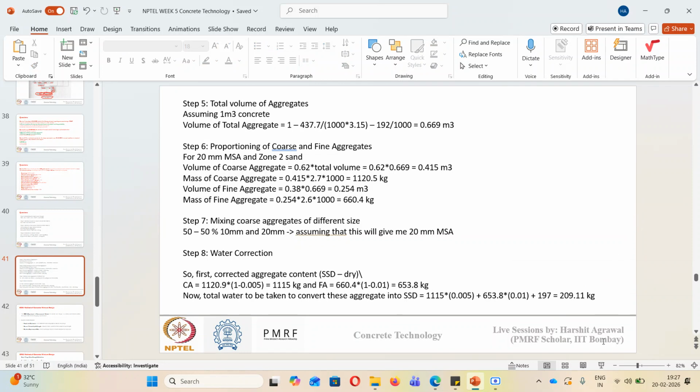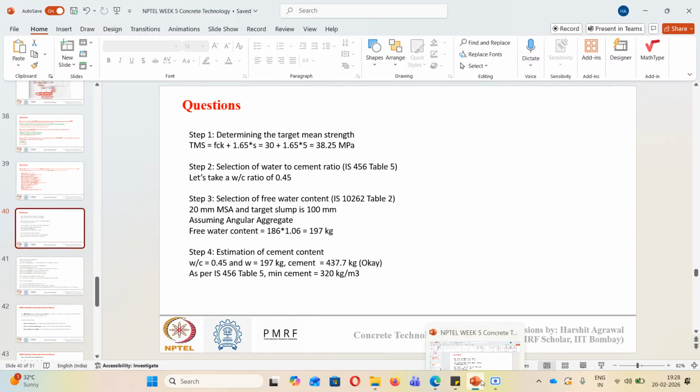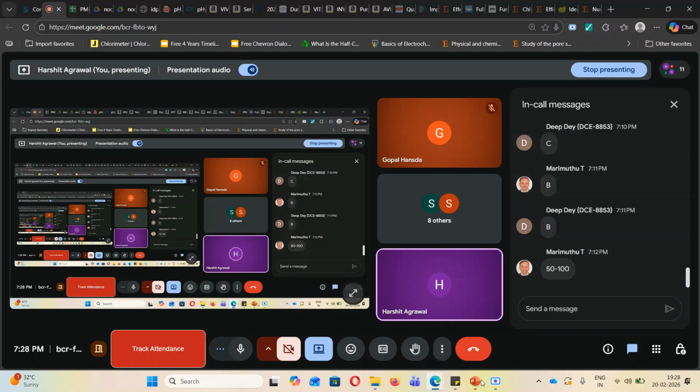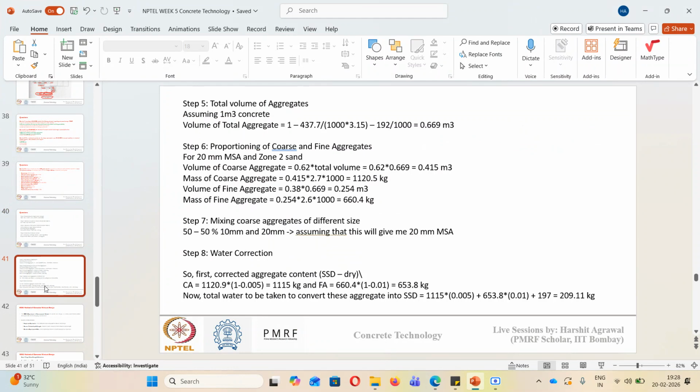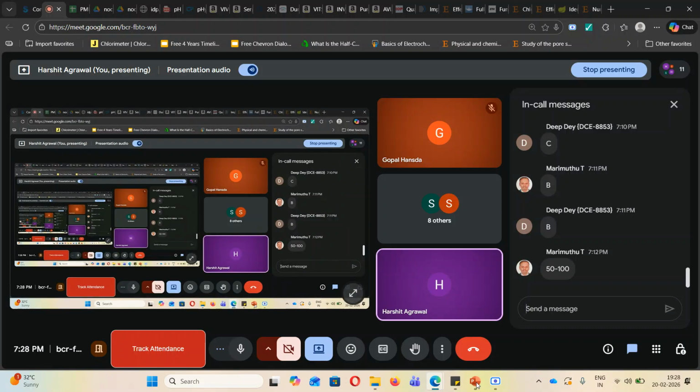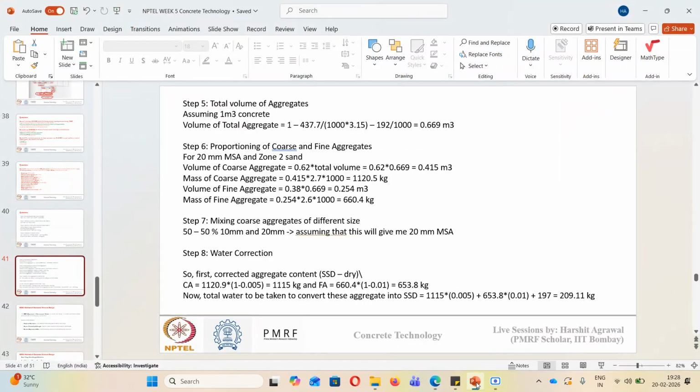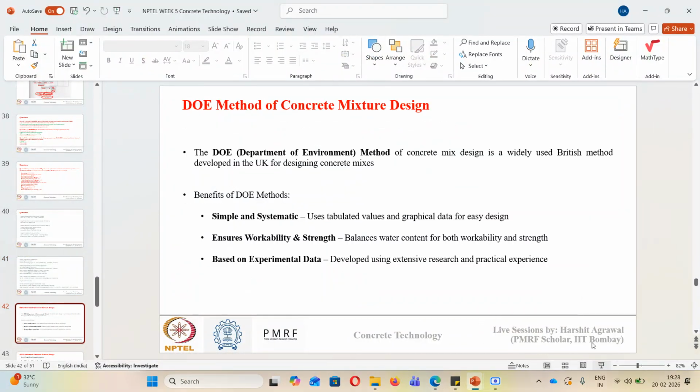Okay, so for 1 meter cube of concrete, now we know the proportion of all the mixture components. I hope this question is clear. Any doubt in this question, how we proceeded with the questions and how we followed different steps of mixture design? Okay, if there are no doubts, we'll proceed ahead.